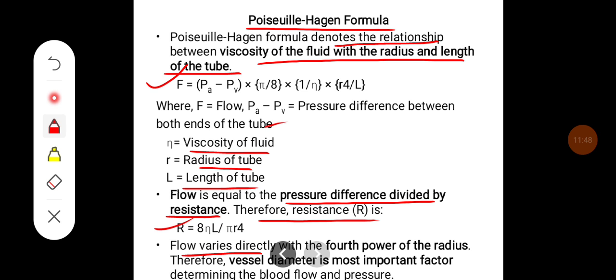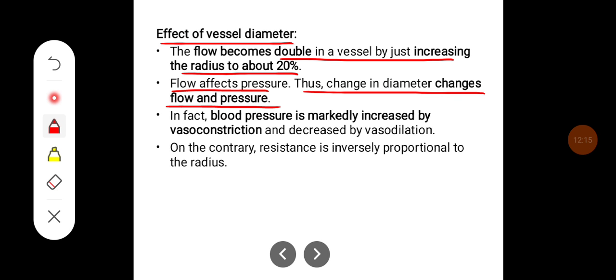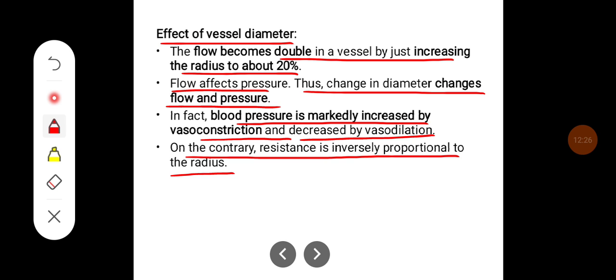Flow varies directly with the fourth power of the radius. Therefore, vessel diameter is the most important factor in determining the blood flow and the pressure. Effect of the vessel diameter. The flow becomes double in a vessel just by increasing the radius about 20%. The flow affects the pressure, thus the change in the diameter changes the flow and pressure. In fact, the blood pressure is markedly increased by vasoconstriction and decreased by vasodilatation. On the contrary, resistance is inversely proportional to the radius.